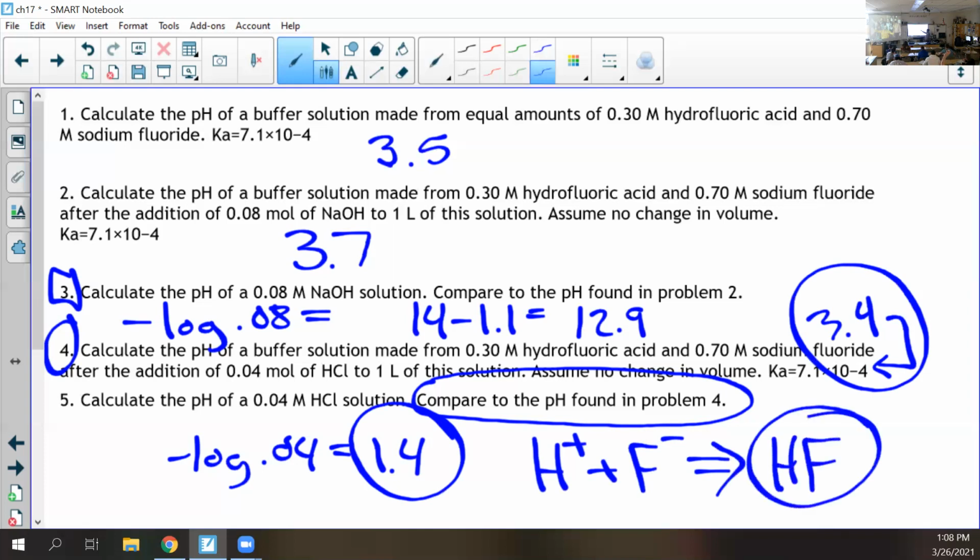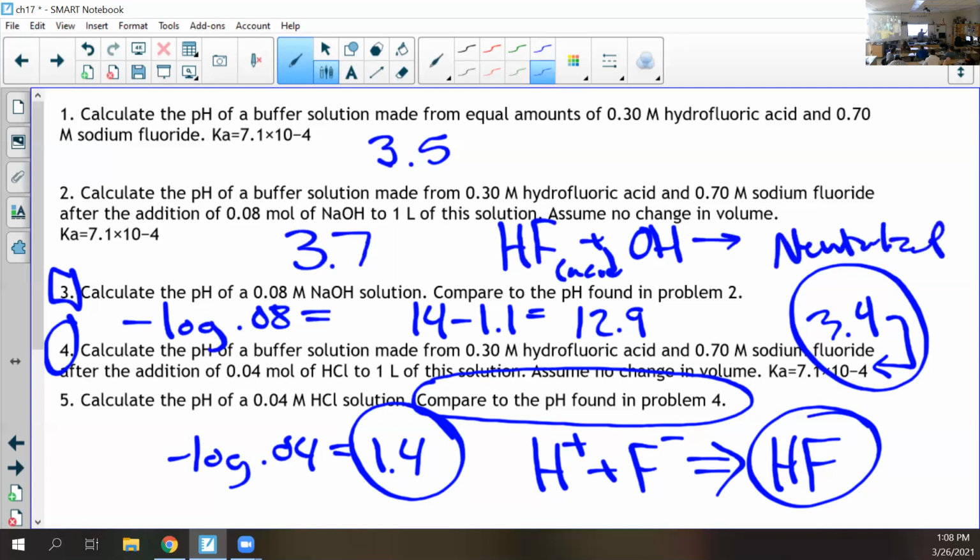This one you could say that the OH minus reacted with the HF acid, the HF plus the OH minus, and that neutralized it as well. It just made more F minus and water.